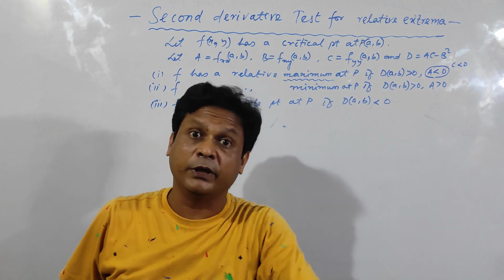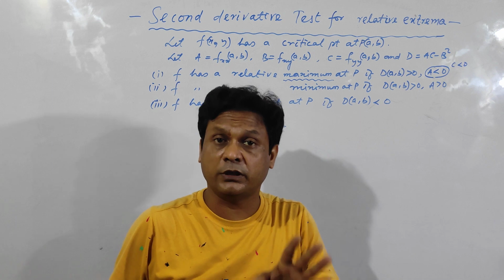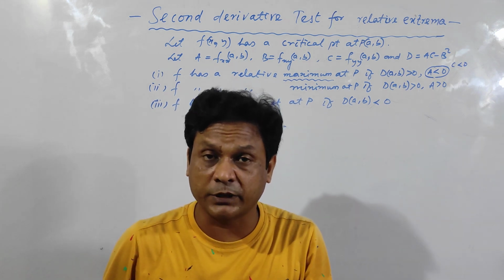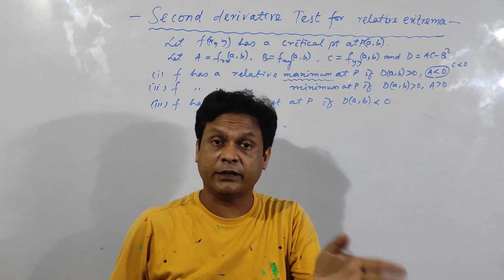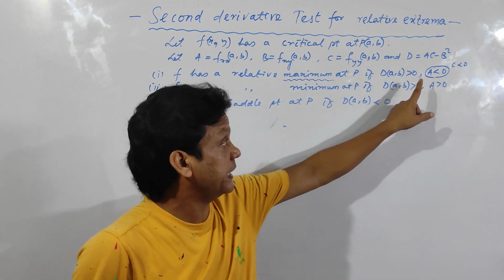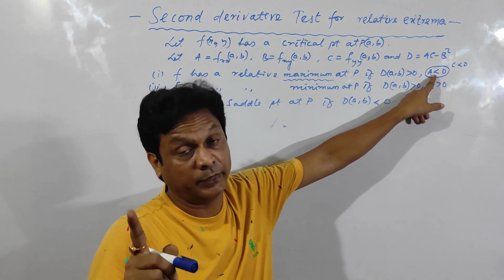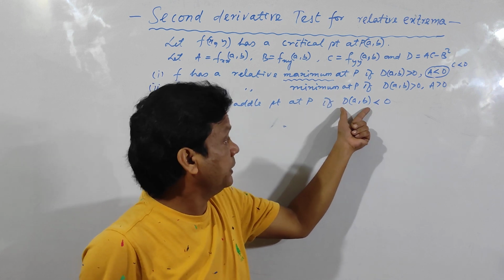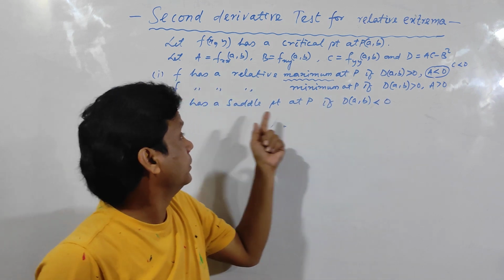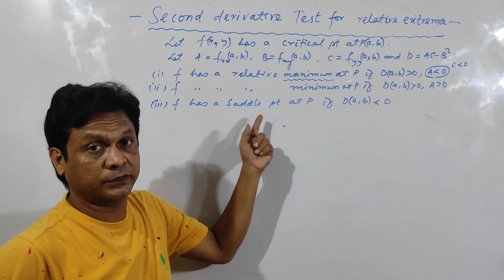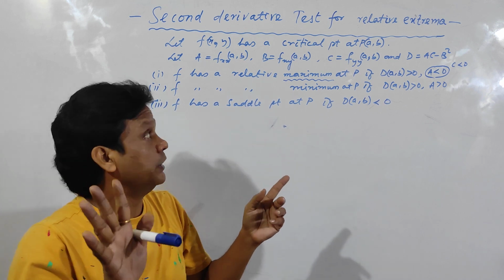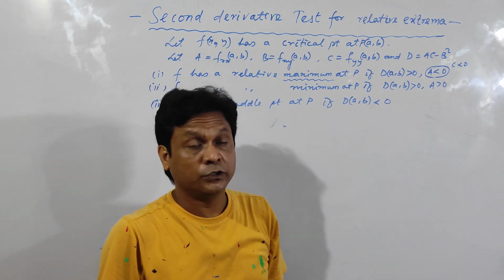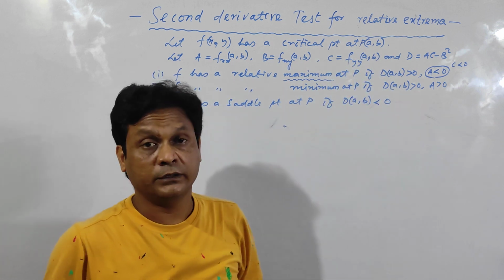For one variable also, for plus 2, you are taking that. If the second derivative is positive, then it is minimum. If the second derivative is negative, it is maximum. And if the discriminant is less than 0, then it is called a saddle point. Clear? So, I am going to give one example so that you can know how to apply the second derivative test.